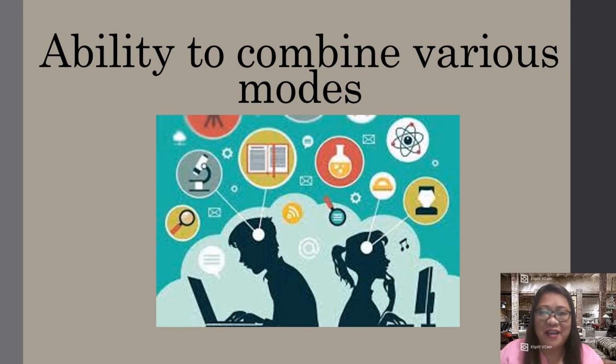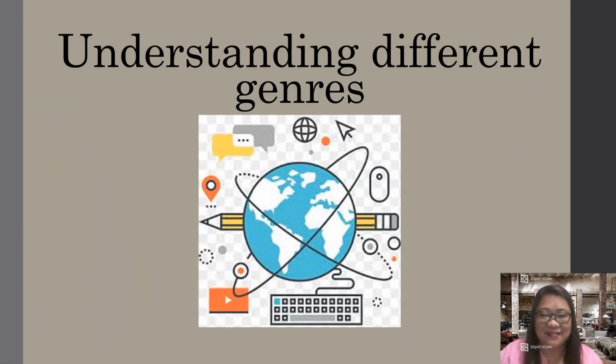Ability to combine various modes. When composing multimodal text, it is vital to understand what combinations will work best in conveying the meaning of a specific set of information. Lastly, understanding different genres. Like in writing, it is also important in multimodal compositions to take into consideration the purpose, target audience, and text type.